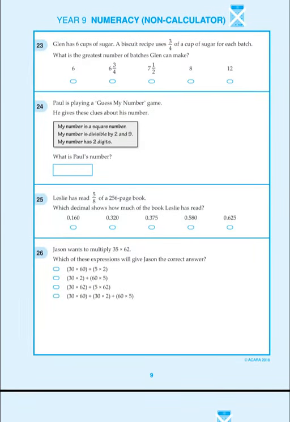Almost done. Question 23. Glenn's got 6 cups of sugar, and a biscuit recipe uses 3/4 of a cup of sugar for each batch. What's the greatest number of batches Glenn can make? So 6 cups, and if we're going to deal with quarters, you've actually got 24 quarters, because 6 times 4 is 24. So we've got 24 quarters in total. We use 3/4 for each batch. So we've got 24 quarters and we use 3 in every batch. That's just how many times 3 fits into 24, which is 8 from times tables. So that's all you've got for that one.